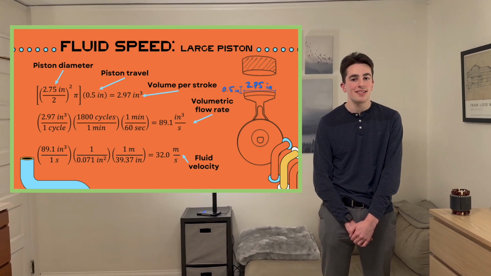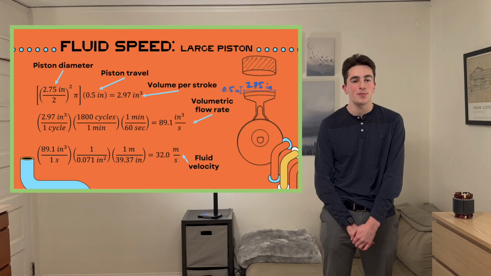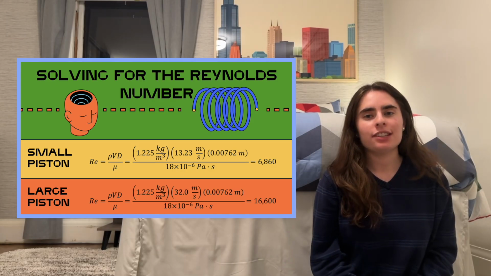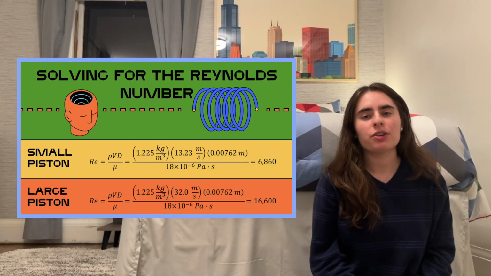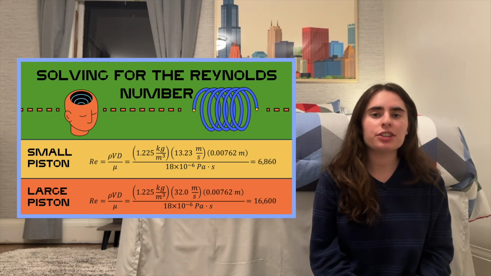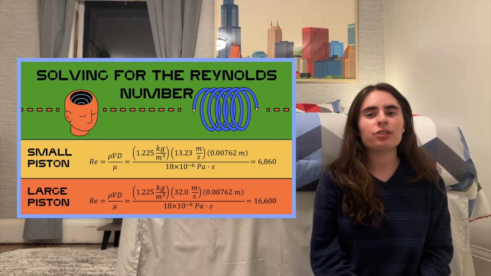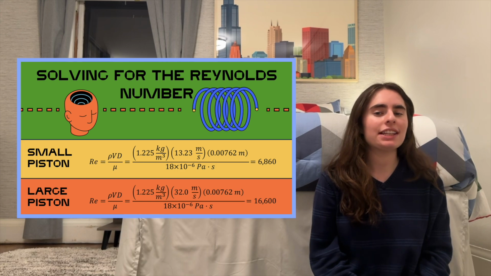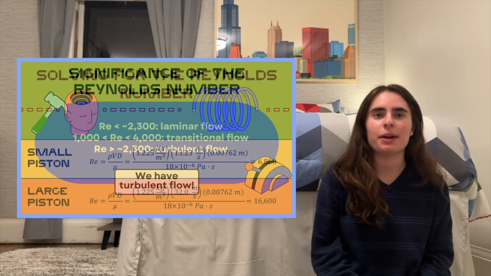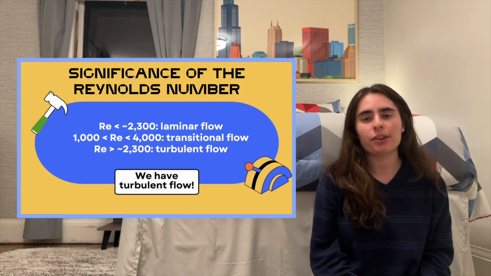Now, we can characterize the system by finding the Reynolds number and pump-specific speed. Combining the density and dynamic viscosity of air with our measurements for the pipe diameters and our calculations for the fluid's velocity, we found Reynolds numbers of around 7,000 and 17,000 for our small and large pistons, respectively. This means we have turbulent flow.